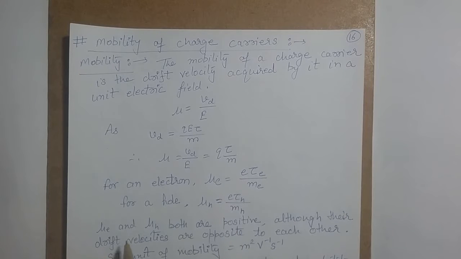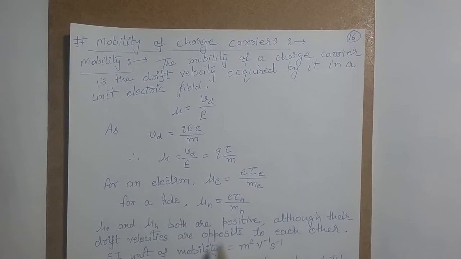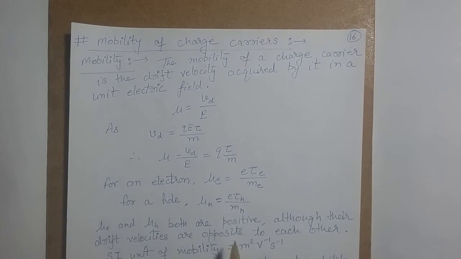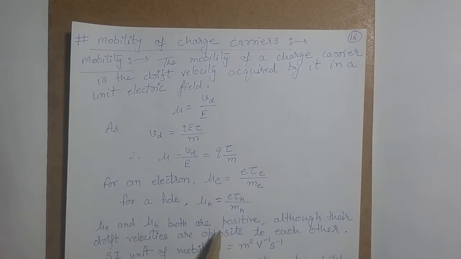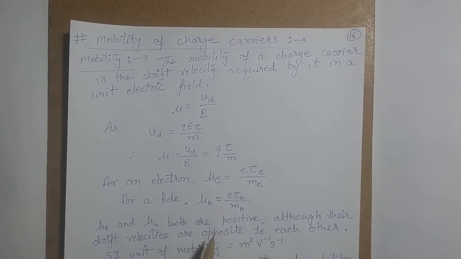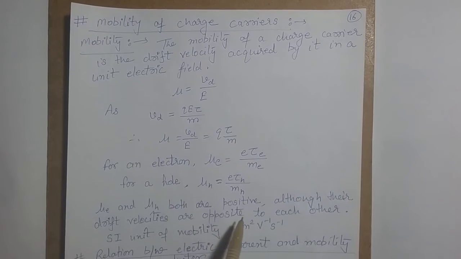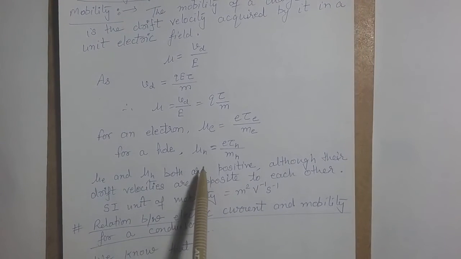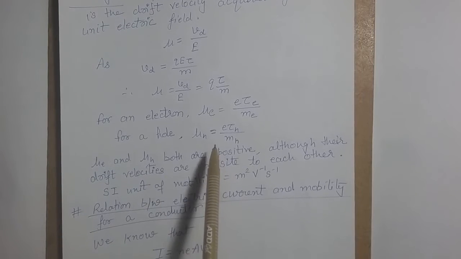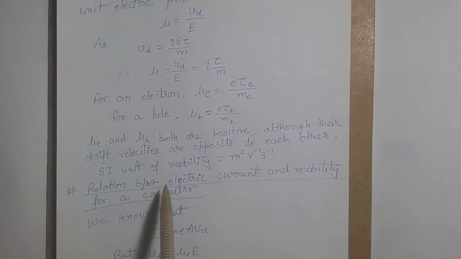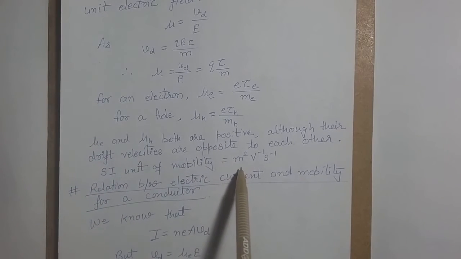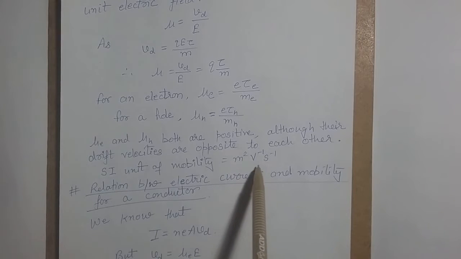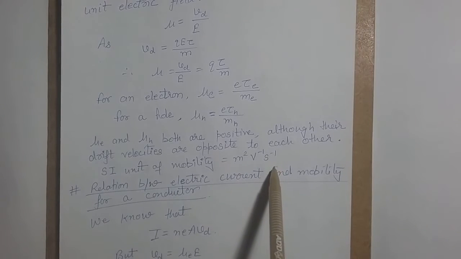So mu e and mu h are both positive, although their drift velocities are opposite. Electrons drift from the negative to the positive terminal, and holes drift from positive to negative. That is, they have opposite drift velocity directions, but their mobilities are both positive. The SI unit for mobility is what? It is meter square per volt per second.